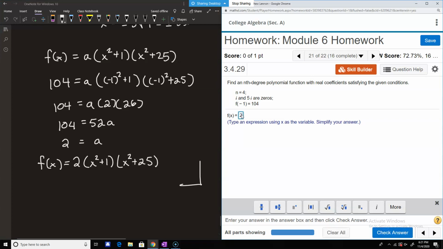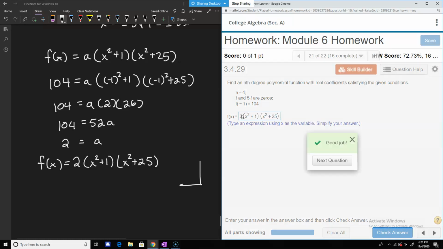They say simplify our answer, so I don't know if they want us to expand this. I hope not. I mean, it's not that huge of a deal, but it depends on how in the mood you are to FOIL. But they've not foiled our plans.